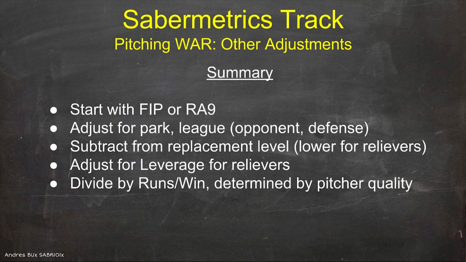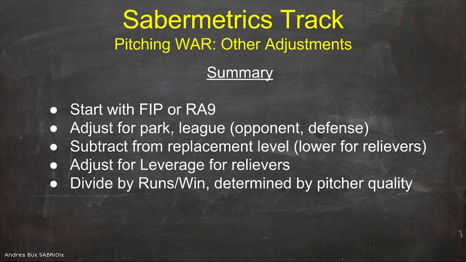This is essentially very similar to what we talked about with position player WAR replacement level adjustments, but you do a replacement level adjustment, but it's very different for starters and relievers. You've got to understand the difference in the numbers generated by starters and relievers and how that's going to change this replacement level adjustment. Then you do an adjustment for leverage, the leverage index, the situation for relievers. Finally, you divide by runs per win.